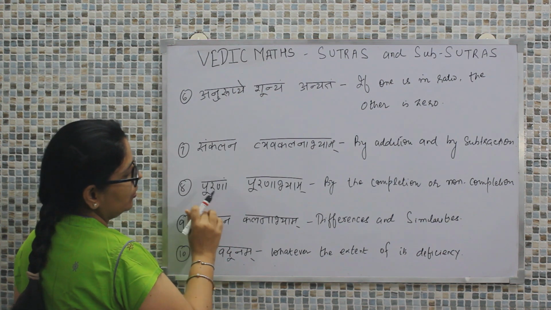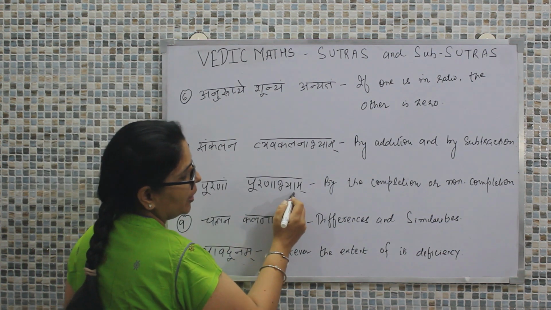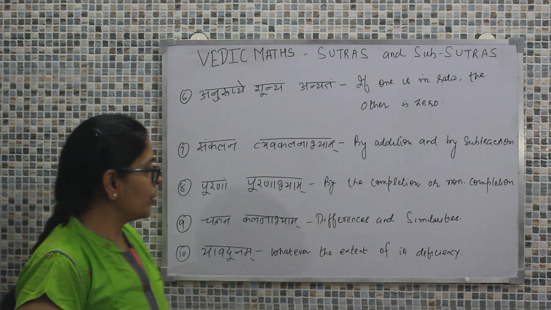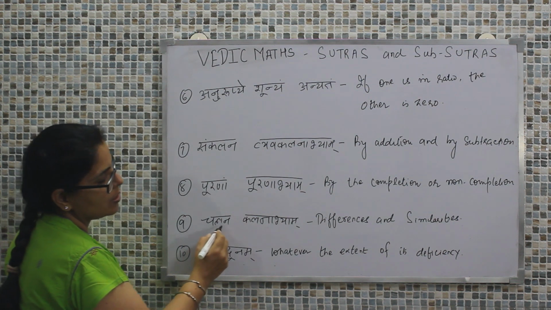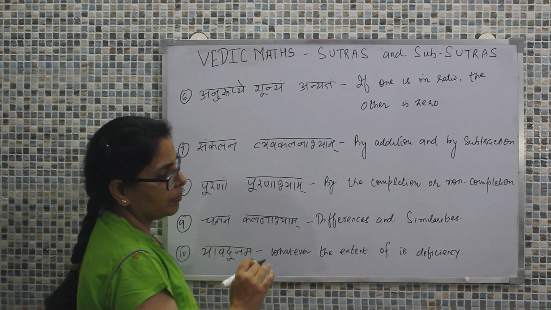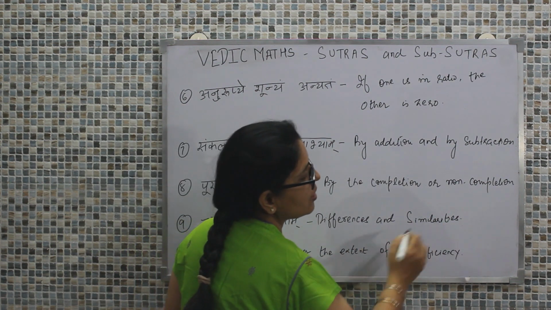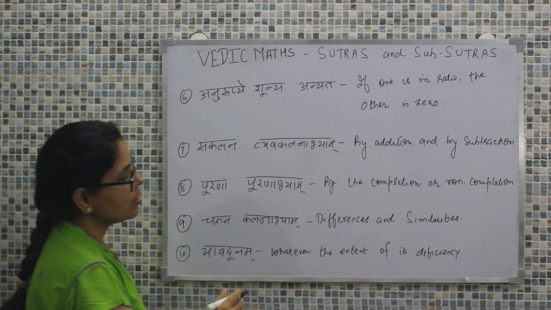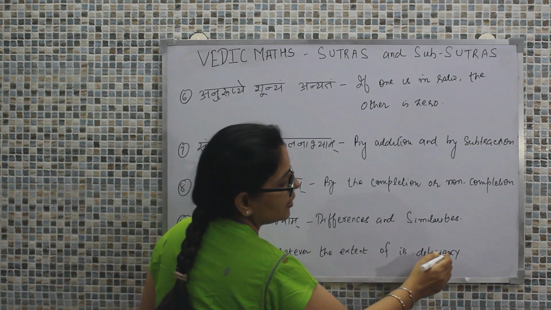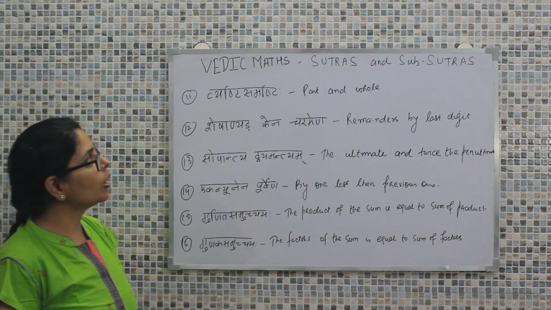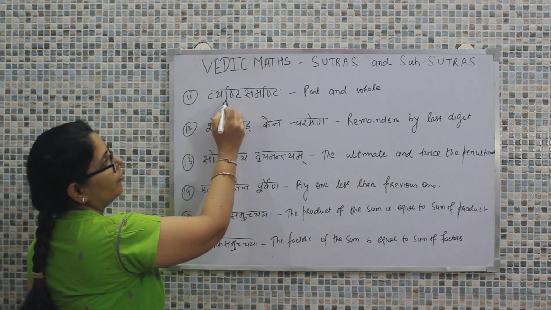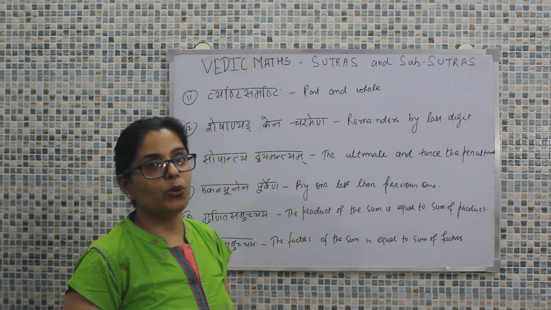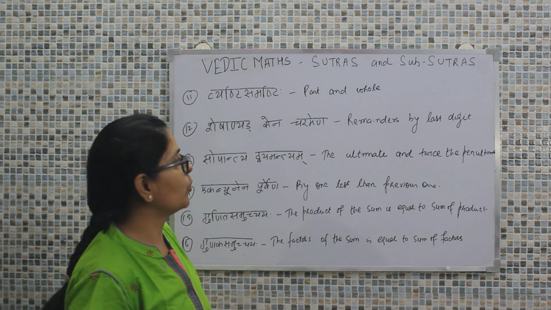Next, the 8th sutra is Purana Apuranabhyam. That means by the completion or non-completion. Coming to the 9th sutra, that is Chalana Kalanabhyam. That means differences and similarities. The next is Yavadunam. That is whatever the extent of its deficiency. Coming to the 11th sutra, that is Vyashtisamashtih. It means part and whole. It is used for solving simultaneous linear equations.